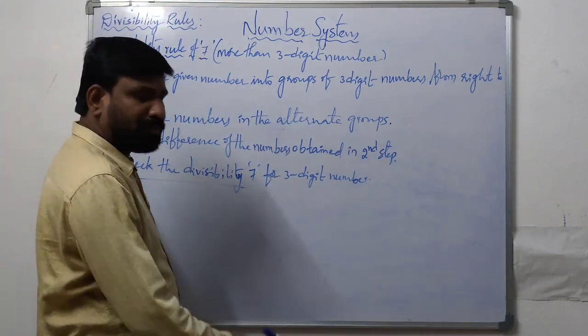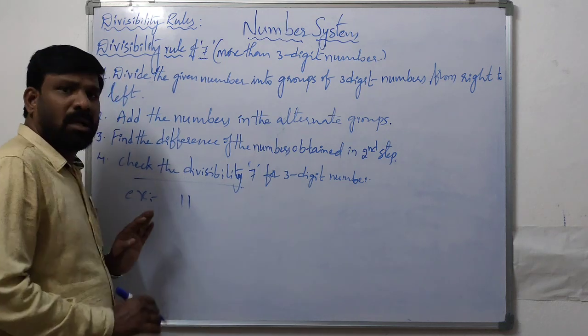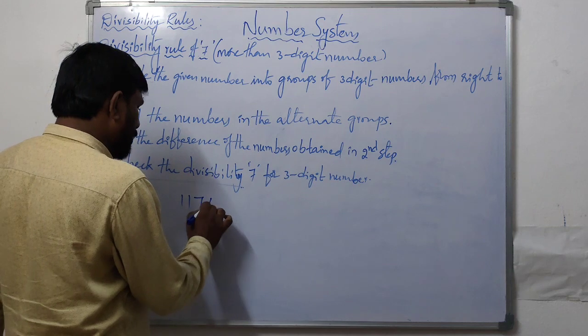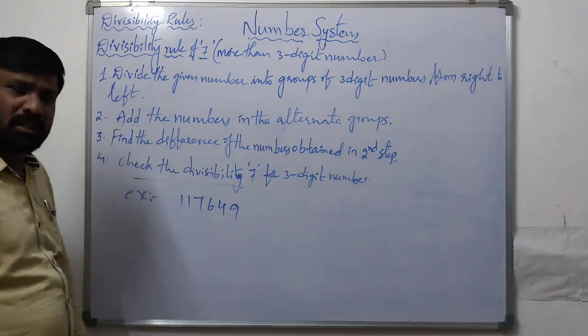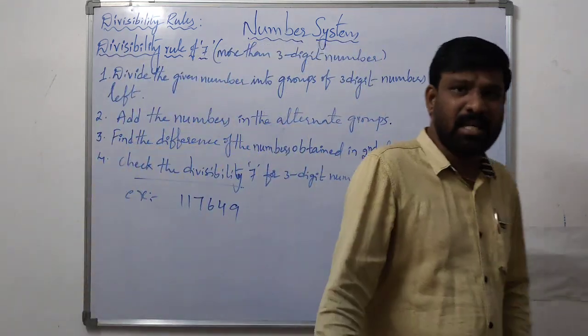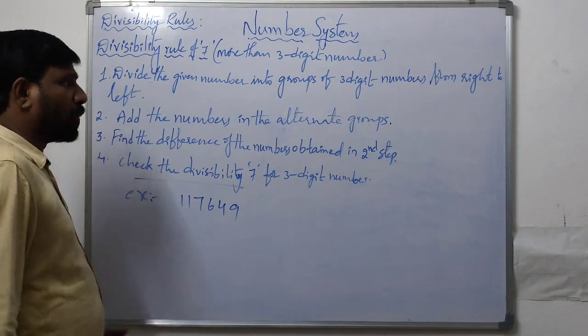Let us take the number 117649, just the number. Now what did I say? This has 6 digits, right? Now we have to divide it into groups.